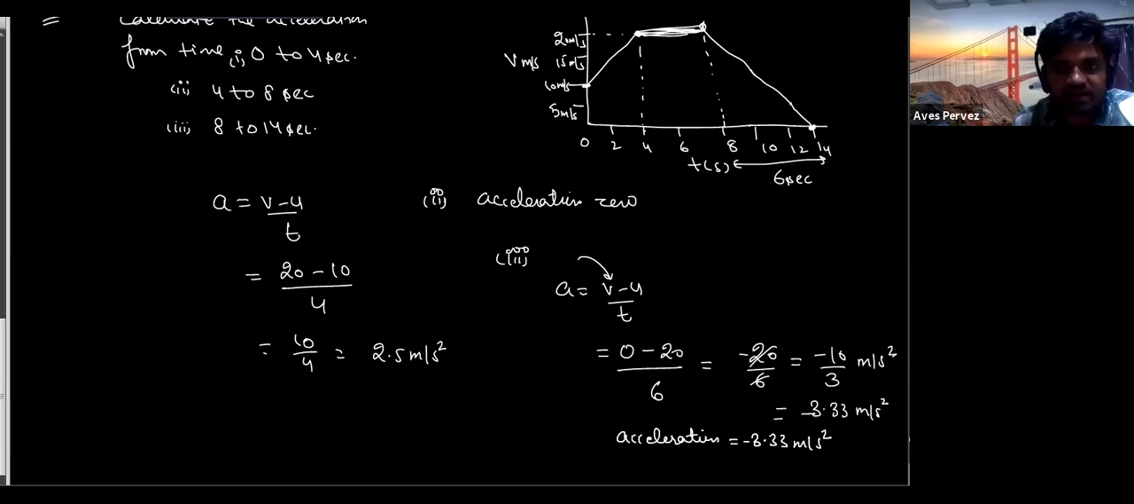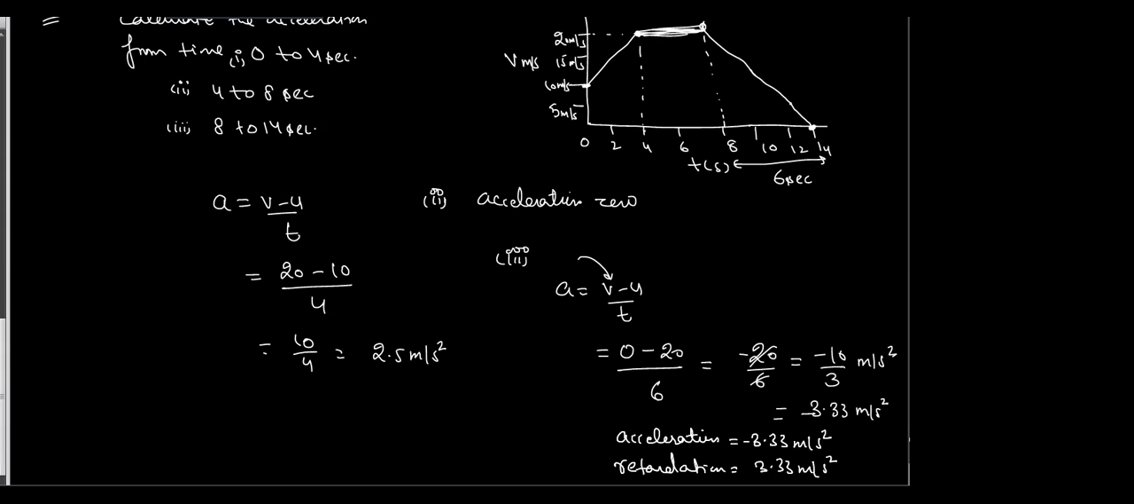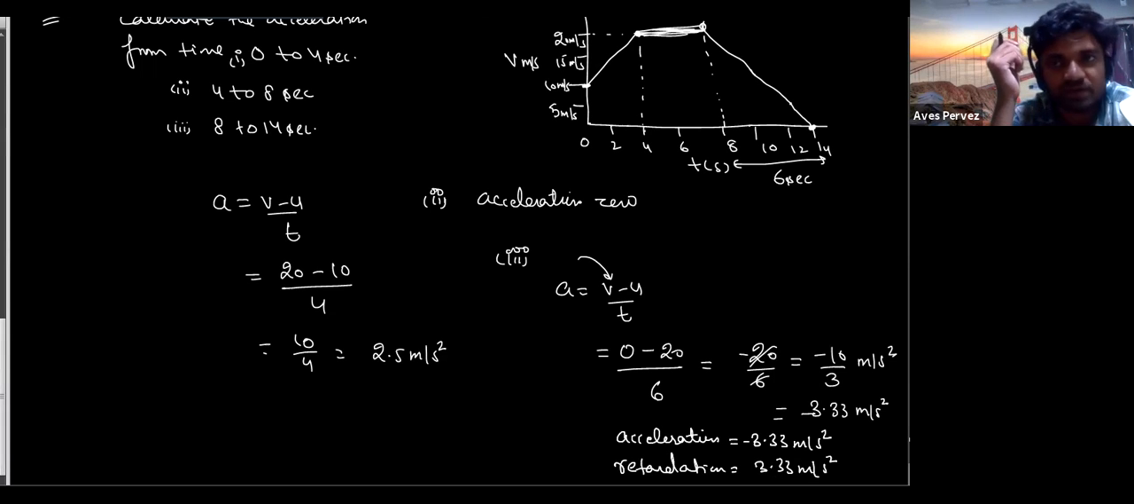Okay, and if I ask you about the retardation, meaning negative acceleration, the retardation here is simply 3.33 meter per second square. So negative acceleration is called retardation. Got it? Or still having some problem? So if the acceleration is negative and the question asks you to find the retardation, we write it in the positive form. Yeah, you have to write the positive value.